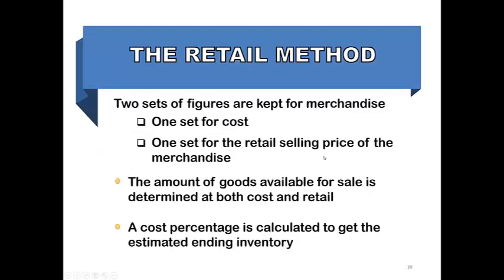The next method of estimating your ending inventory is called the retail method. Under this method, we have two sets of figures that are going to be given to us. One set is for the cost, and then the other set is for the selling price of the merchandise. So we are going to calculate the goods available for sale at both cost and retail to figure out a cost percentage that we can apply to our ending inventory at retail.